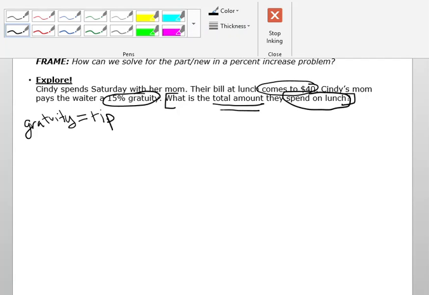So here we have a percent increase. So my key information box lets me know that my original is $40. My percent, I'm adding 15%. And my new, what that total was, that's what I'm looking for.